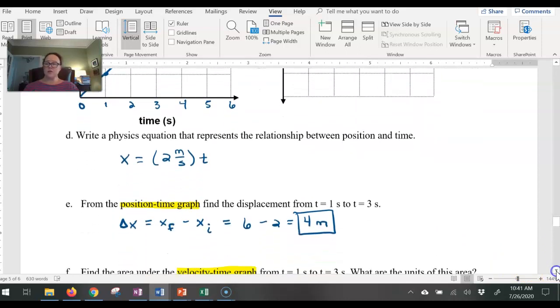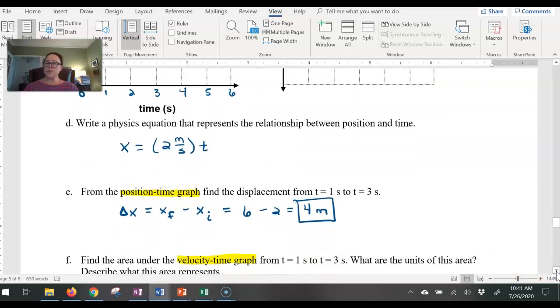Then there's the question of, let's use the position versus time graph to find the displacement from time 1 to time 3. So I can look at the position versus time graph. The final position, in this sense, would be the position at time 3, which was 6 meters. The initial position was the position at time 1 second, which was 2 meters. So 6 minus 2 is 4 meters.